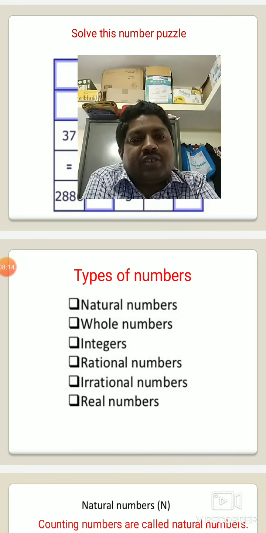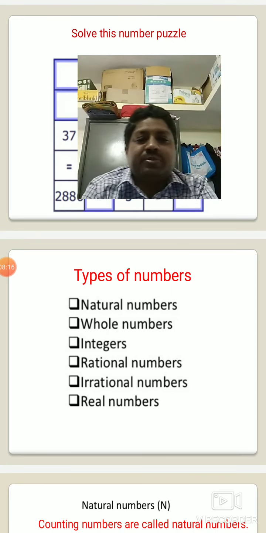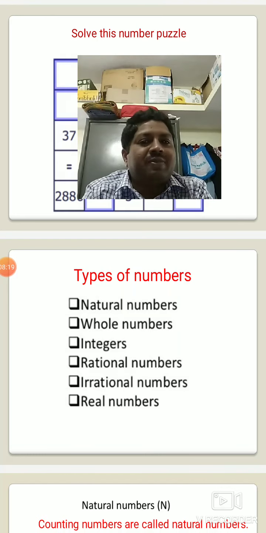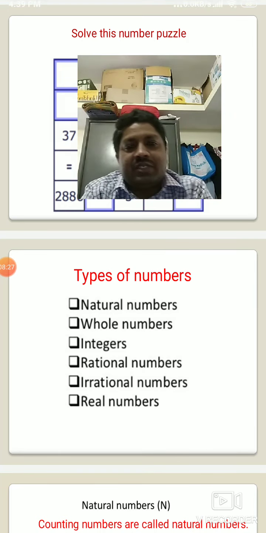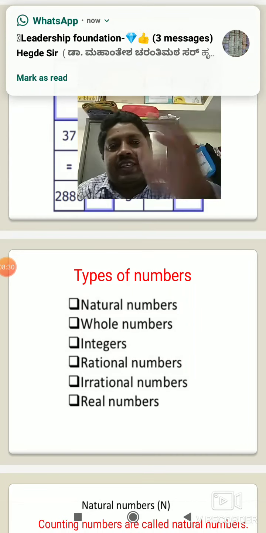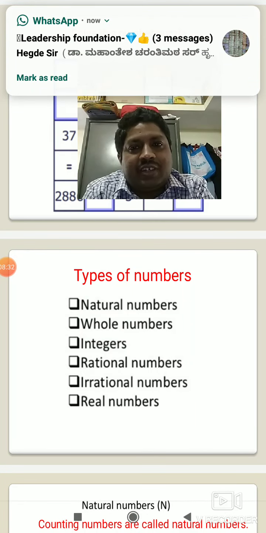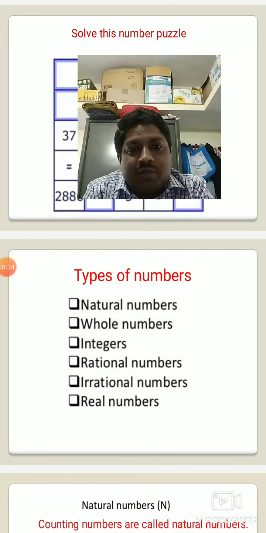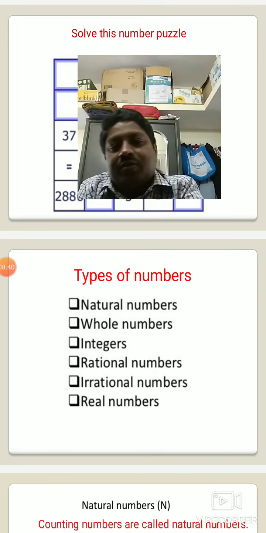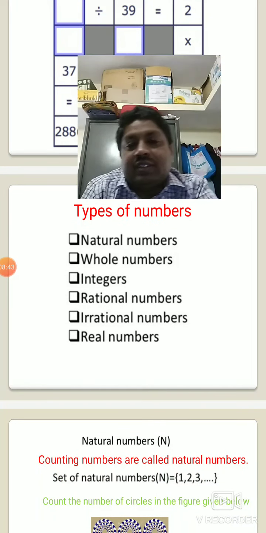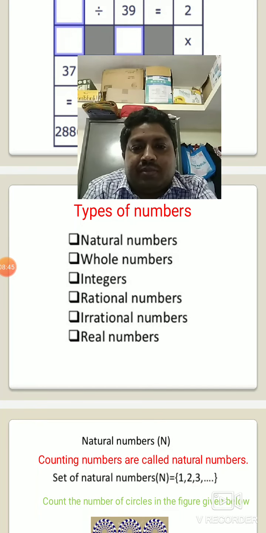Briefly, I'm going to explain natural numbers. Natural numbers means they are natural. See, the name itself is saying natural. For example, if I want to count the number of children in your class, it is very easy: 1, 2, 3, 4, 5, 6, 7, 8, 9, 10, etc. So they are called natural numbers. Whole numbers start from 0. If 0 is there along with the natural numbers, then it's a whole number.